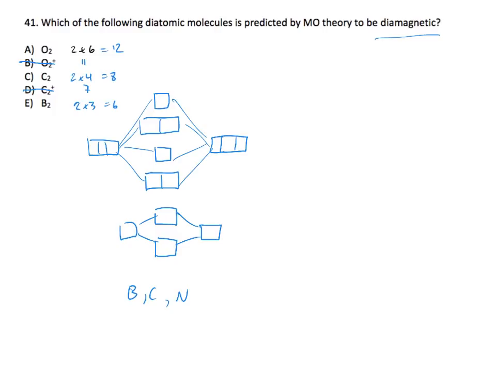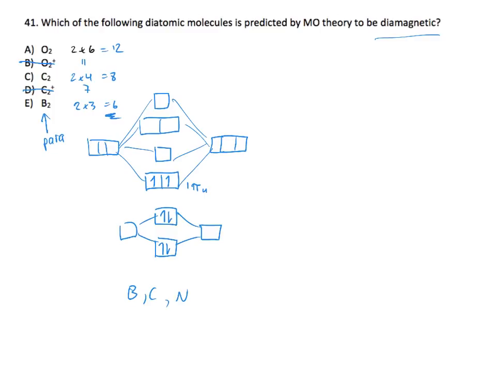This is the one we use for boron, carbon, and nitrogen. We'll do boron first. We need 6 valence electrons to add in here: 1, 2, 3, 4, 5, 6. Boron has 2 electrons in the pi orbitals, that's the 1 pi u, and those 2 electrons are not paired up. So this one is definitely paramagnetic.